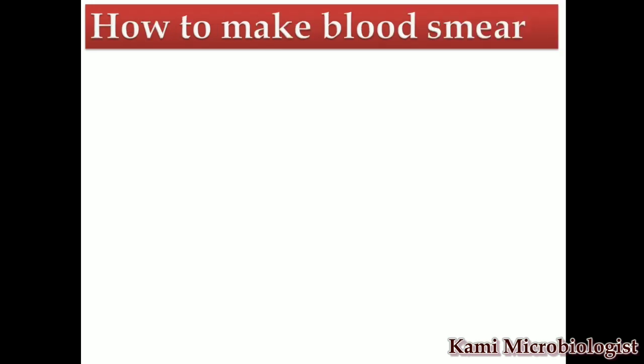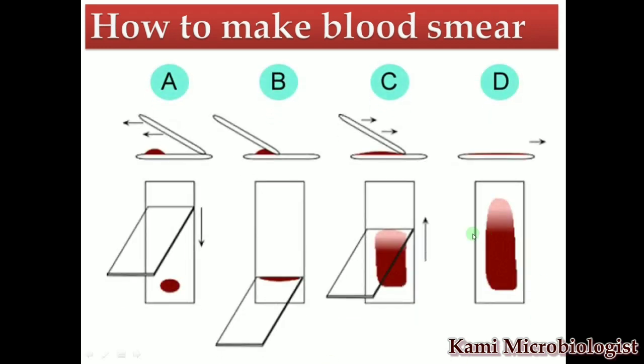Now let's see how we can make the blood film or blood smear. This is a simple picture which can easily explain how to make the blood film. First of all, what will you do? You will place one drop of blood, as you can see. This is the side view, and this is the top view.